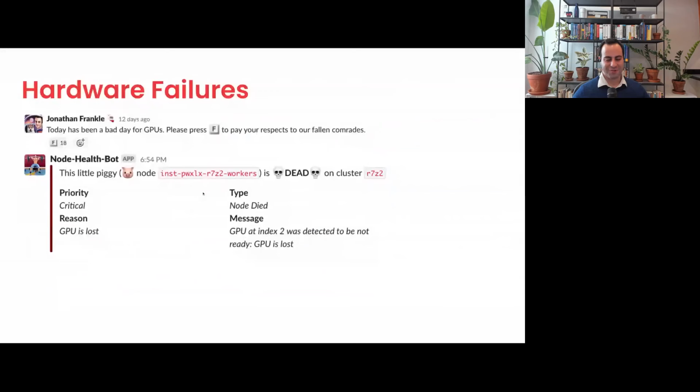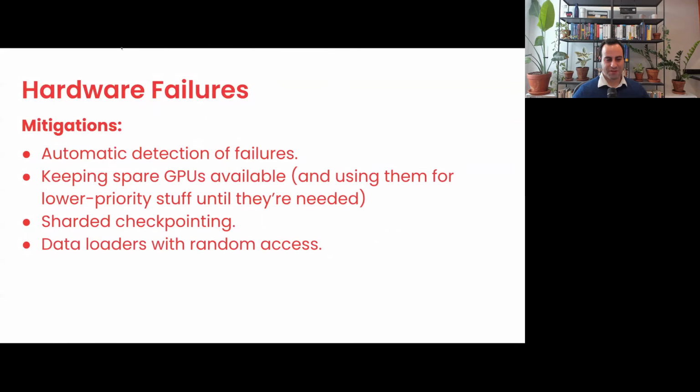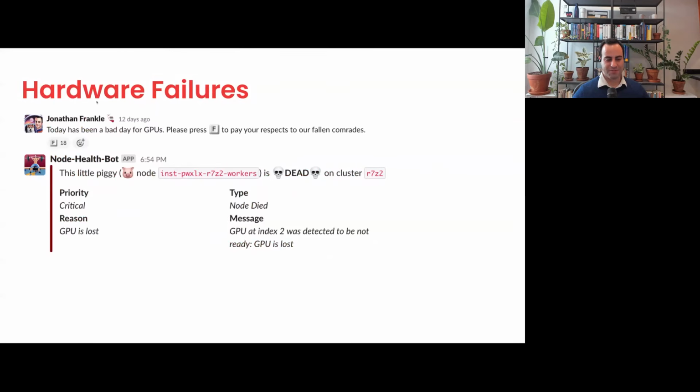Next thing I'll mention is hardware failures. A lot of GPUs die. This may sound obvious to some people and it may sound surprising to other people, but GPUs die pretty frequently, or GPUs run into different issues. I have great stories about all the creative ways that GPUs can die.